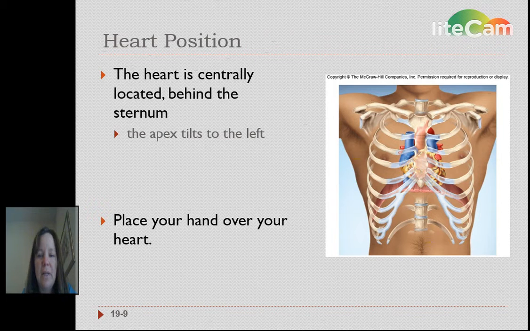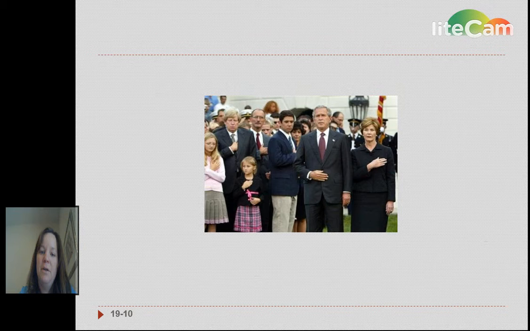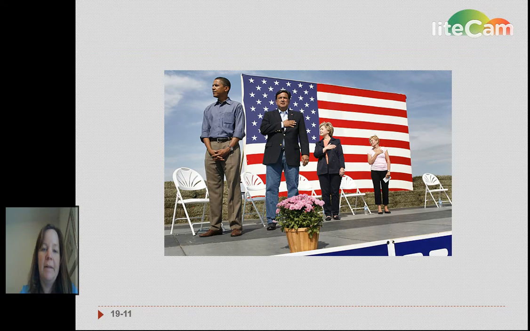So now that you know exactly where the heart is located, you can place your hand over your heart. You want to have it fairly centrally located and then tilting a little bit down to the left. Something like that. So if they ask you to put your hand over your heart to sing the national anthem, you might need to do something like that. Or you could try what these people are doing. They might need a little bit of a review in anatomy.